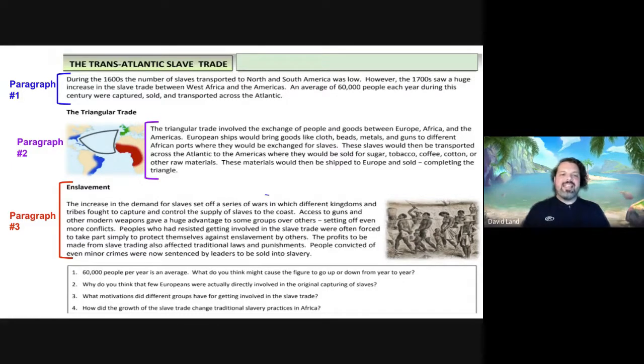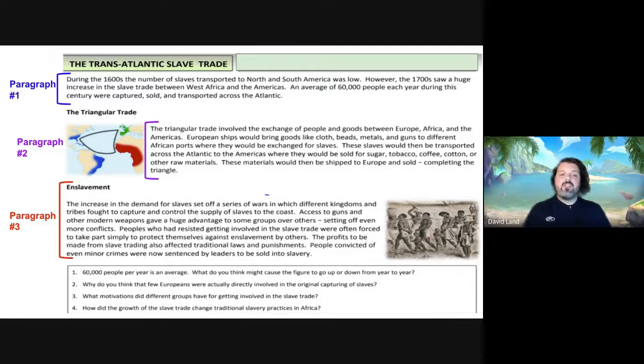The increase in the demand for slaves set off a series of wars in which different kingdoms and tribes fought to capture and control the supply of slaves to the coast. Access to guns and other modern weapons gave a huge advantage to some groups over others, setting off even more conflicts. Peoples who had resisted getting involved in the slave trade were often forced to take part simply to protect themselves against enslavement by others.